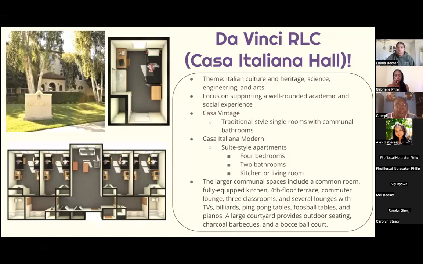And the larger communal spaces include a common room, fully equipped kitchen, 4th floor terrace, commuter lounge, 3 classrooms, and several lounges with TV, billiards, ping pong tables, foosball tables, and pianos. And there is also a large courtyard that provides outdoor seating, charcoal barbecues, and a bocce ball court.